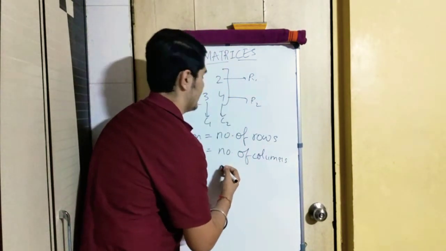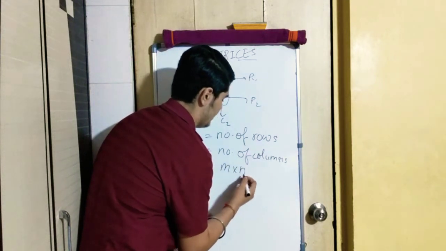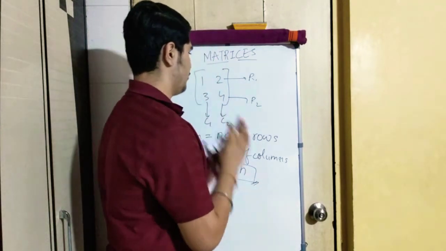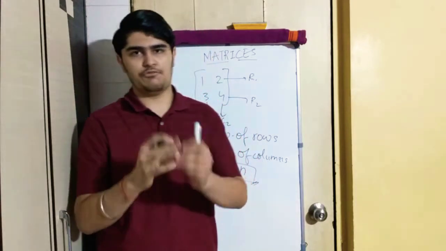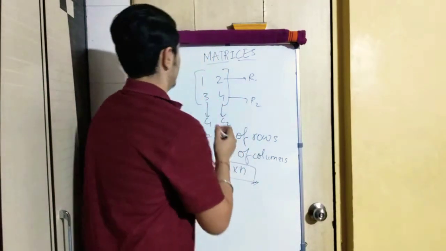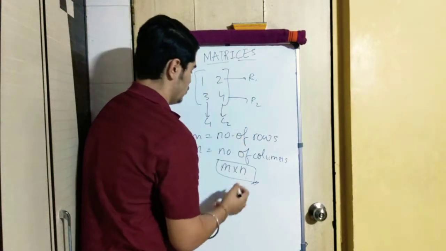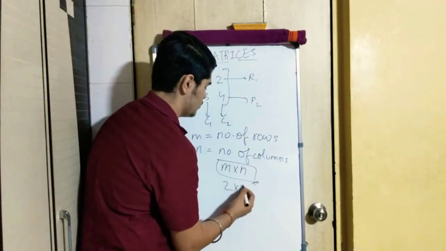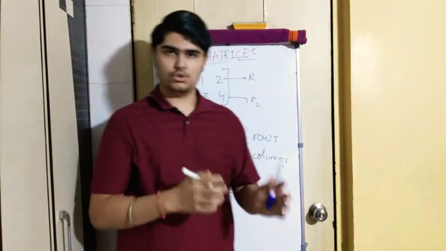If we name the order of matrix as M into N, this is the formula for order of matrix, but the number of rows and number of columns you have to identify. So these two are rows, these two are columns. The number of rows here is 2 and the number of columns here is 2. So this is a 2 by 2 matrix.